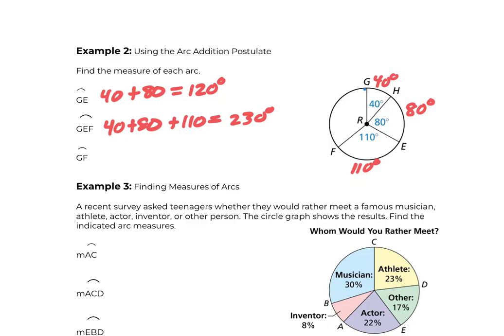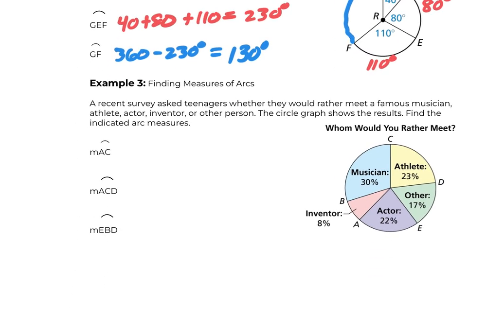And then finally, GF up here would be that arc right there. What would we do to get GF? Yeah, good. 360 is the total. We know the big arc is 230. So take the full circle minus the little piece that we had here. So that will leave us 130 degrees.